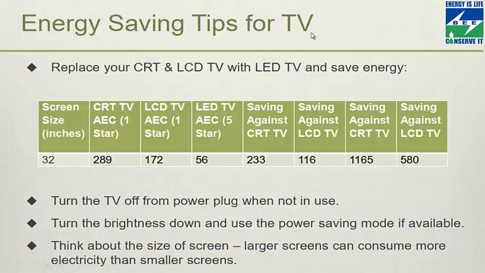Energy saving tips for a TV: replace your CRT and LCD TV with an LED TV and save energy. You can see this CRT TV 1 star is consuming 289 kilowatt hour, LCD TV 1 star 172, LED TV 5 star 56 kilowatt hour. So the saving again is 233 kilowatt hour for this, and for this it is 116.